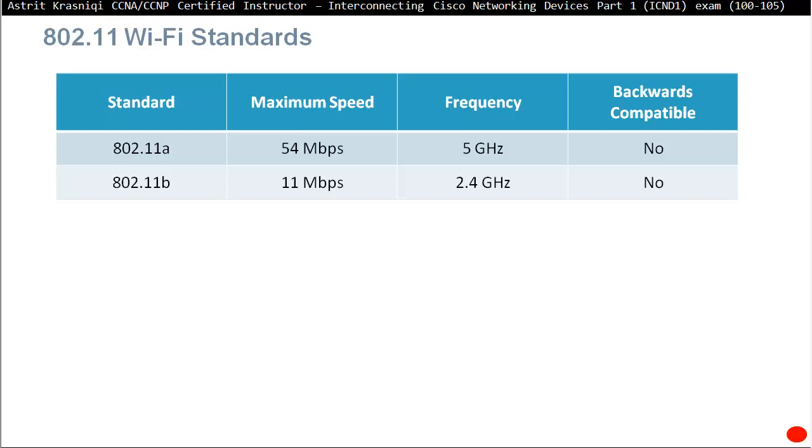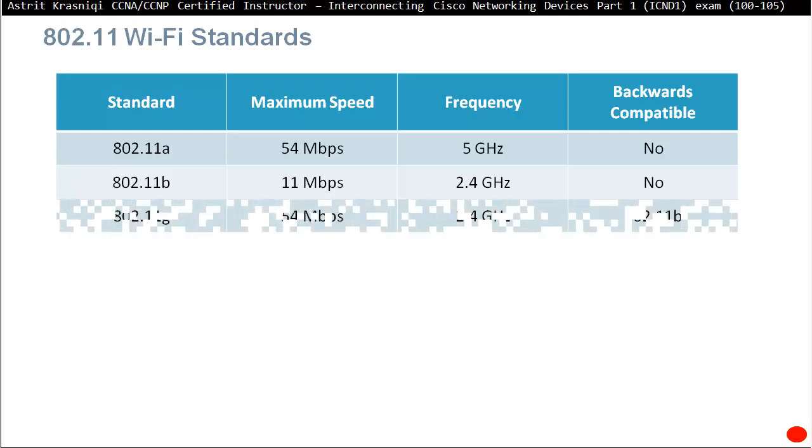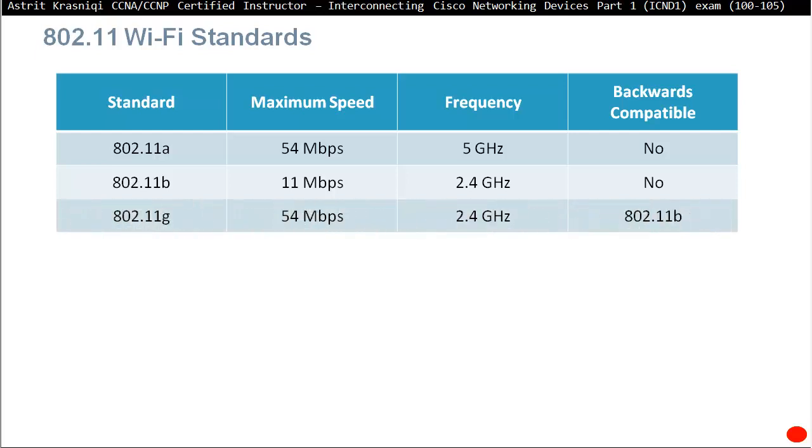Now 5 gigahertz is worse than 2.4 because 5 cannot penetrate walls and stuff as easily as 2.4, and you will lose that speed. The further you go, the longer the distance, the maximum speed drops very, very quickly, while with B the speed will be maintained. Then the 802.11g standard came out, which is about equal in speed to 11a but works at the same 2.4 frequency. This is backward compatible with 802.11b.